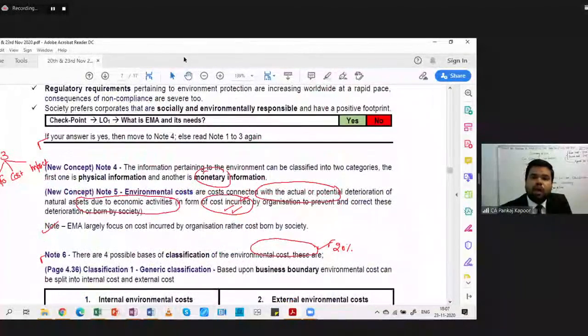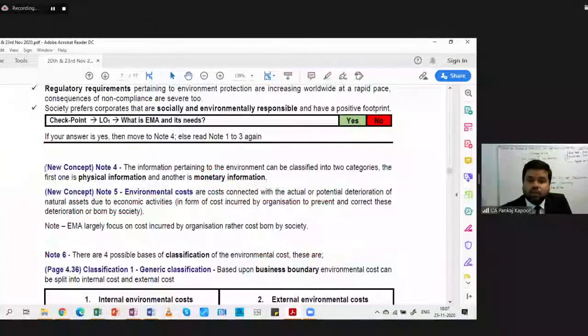What is the environment information? Very, very important. Note number 4. This is a new concept. This is not already given in your study material. Okay. So listen to it very carefully. Friend, environment information is that information which is pertaining or related to the environment.